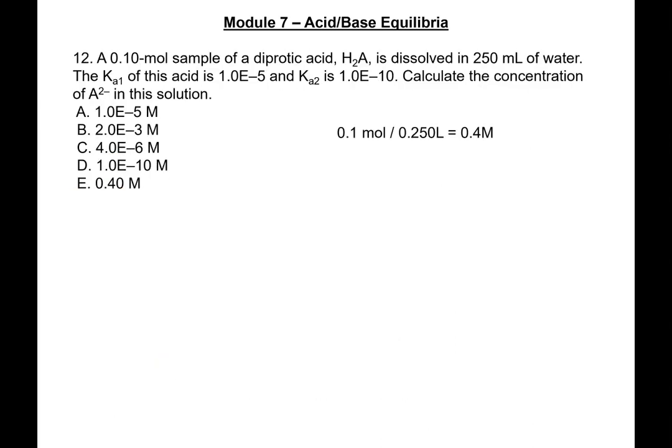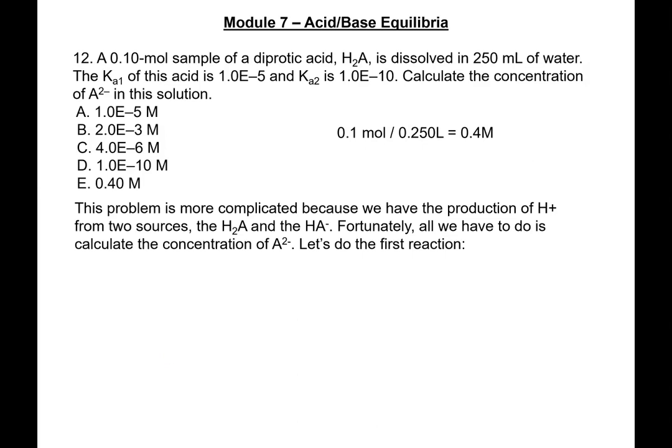Okay, number 12. A 0.1 mole sample of a diprotic acid, H2A, is dissolved in 250 mL of water. I've got Ka1 of this acid is 1 times 10 to the minus fifth, and Ka2 is 1 times 10 to the minus 10th. Calculate the concentration of A2 minus in this solution. It's not a pH problem. Well, I mean, it's an equilibrium problem, but we don't have to calculate pH, okay? All we have to do is calculate the concentration of A2 minus.